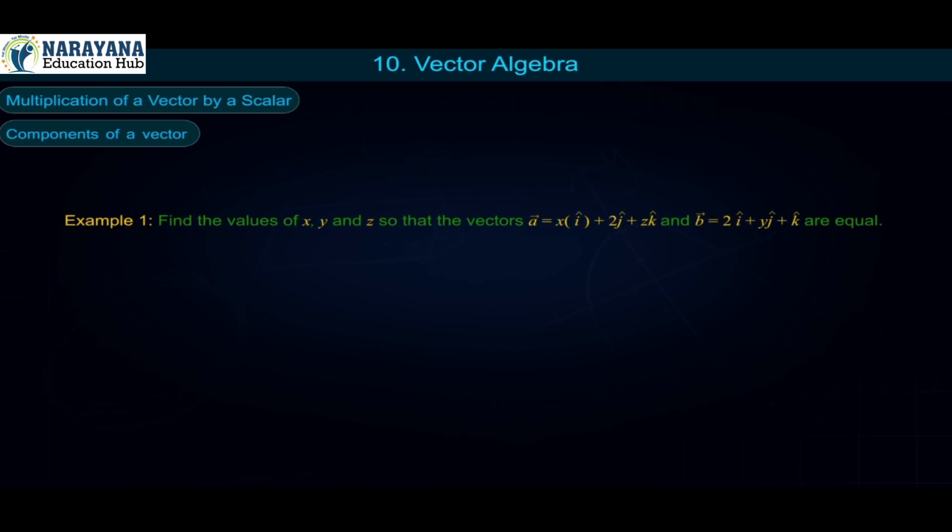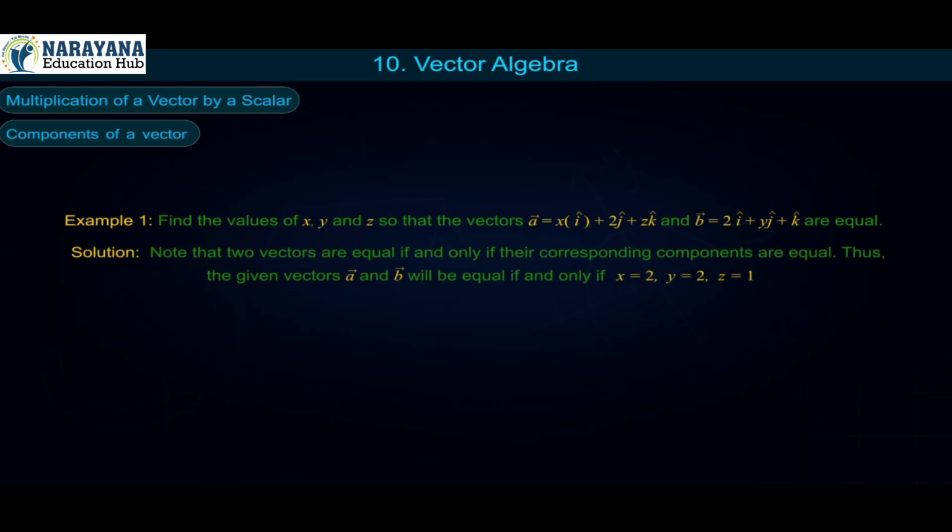Example 1. Find the values of x, y and z so that the vectors vector A is equal to xi cap plus 2j cap plus zk cap and vector B is equal to 2i cap plus yj cap plus k cap are equal. Solution. Note that two vectors are equal if and only if their corresponding components are equal. Thus, the given vectors A and B will be equal if and only if x is equal to 2, y is equal to 2, z is equal to 1.